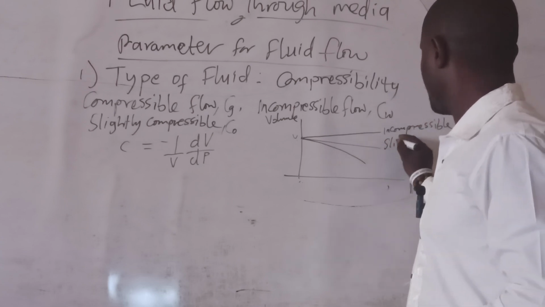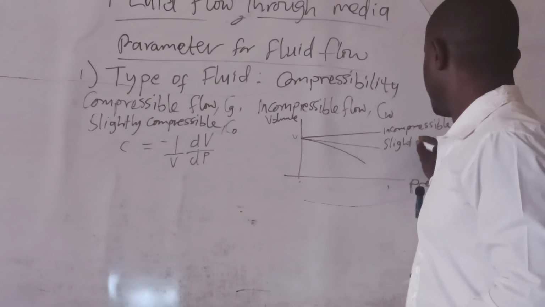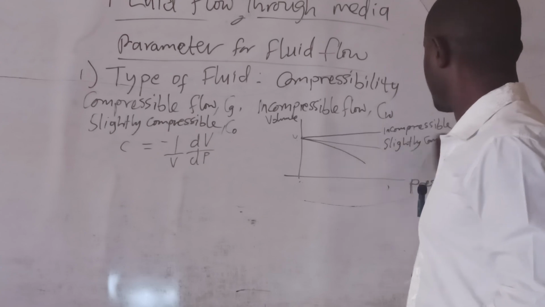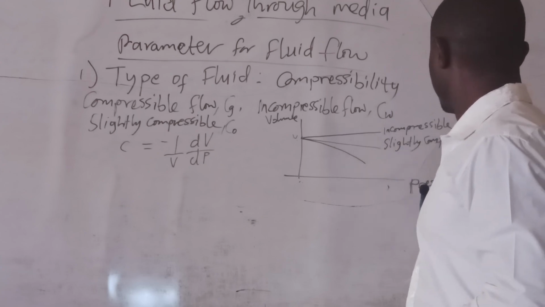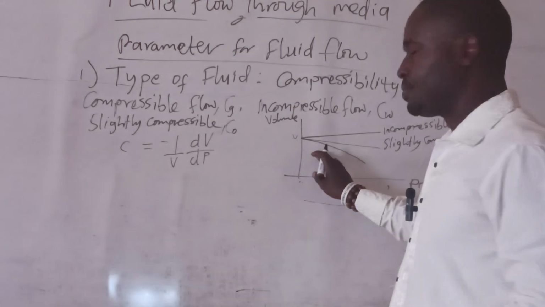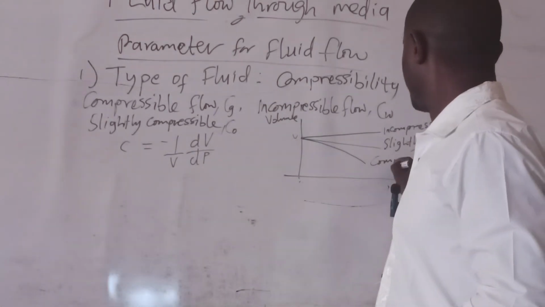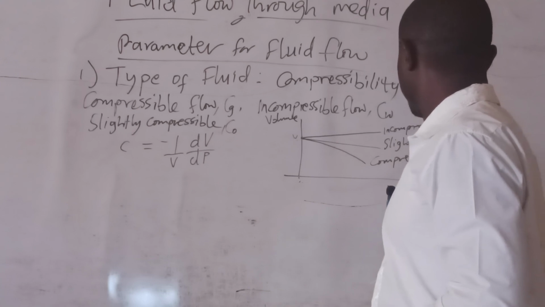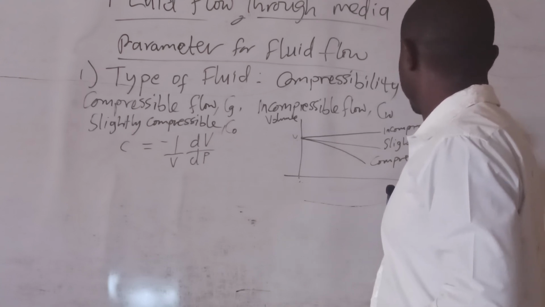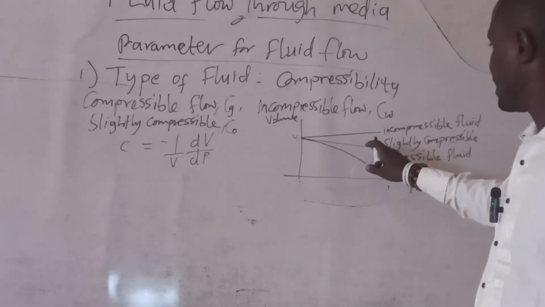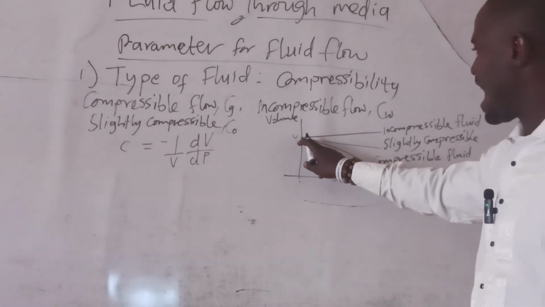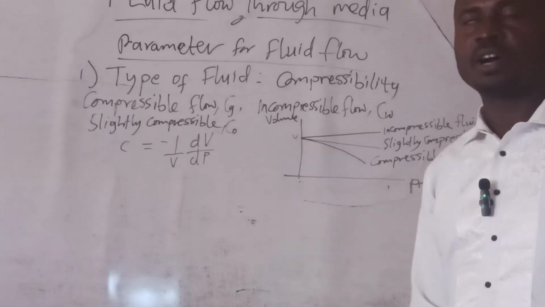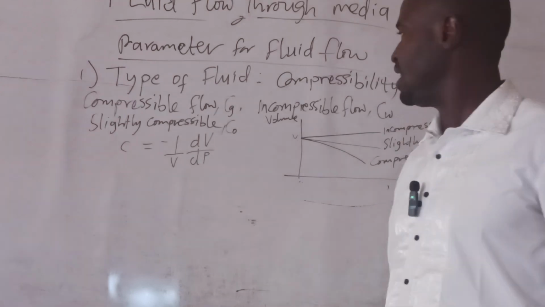But for the slightly compressible, you can see it is slightly compressible. You can see it moving slightly. But for the compressible fluid, this is an incompressible fluid. Okay? For the slightly compressible and the compressible, you can see as the pressure increases, the volume change is also high, showing us that compressibility is taking place.